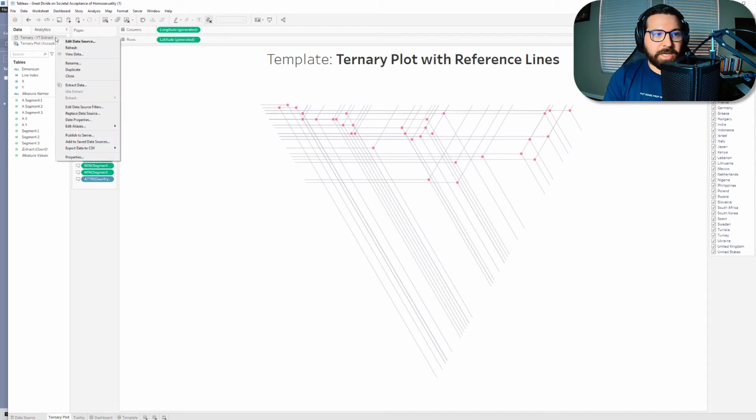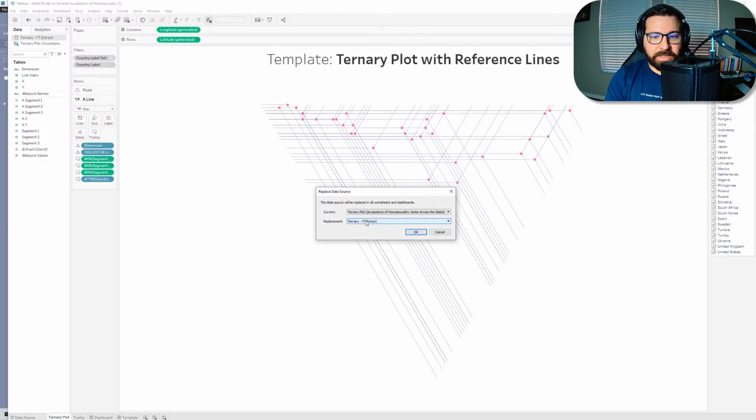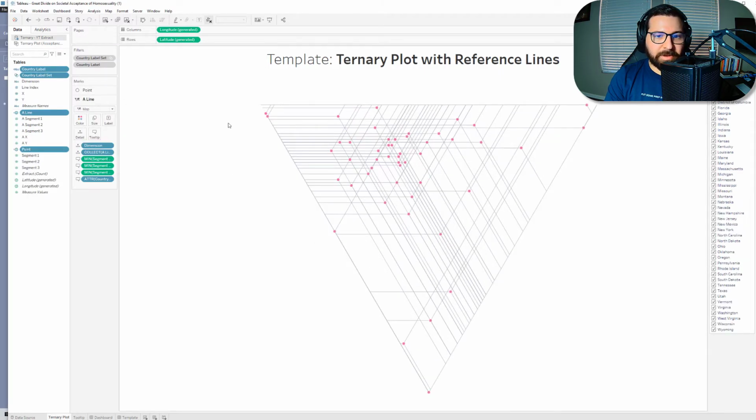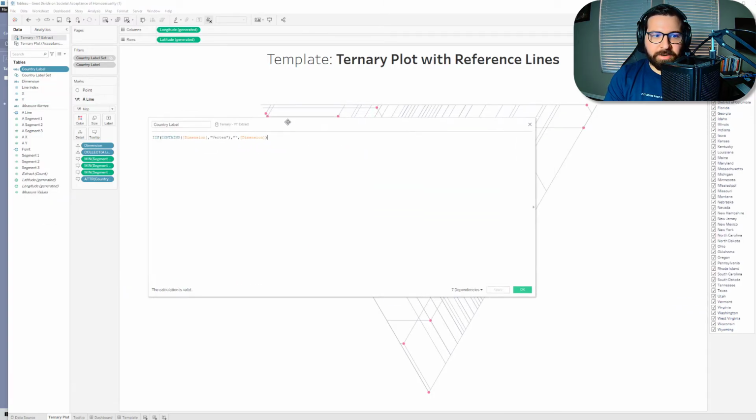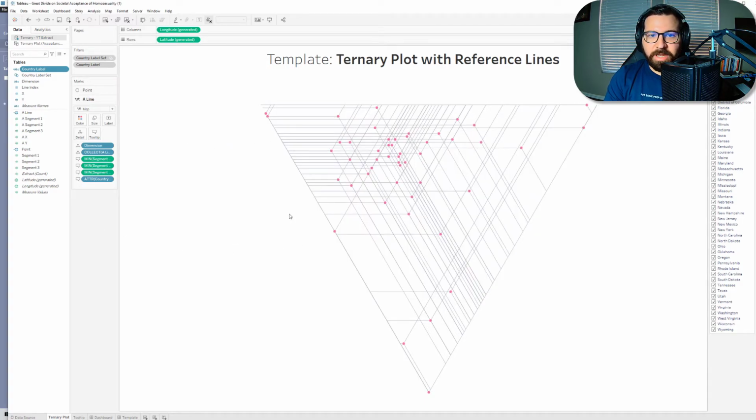And so now I'm going to go in here, replace the data source, place it to my new extract. Probably going to get, yeah, there we go. So this country label field is really just using the dimension field here. So there we go. So that was a nice easy swap. And now we can see there's those state names in there.